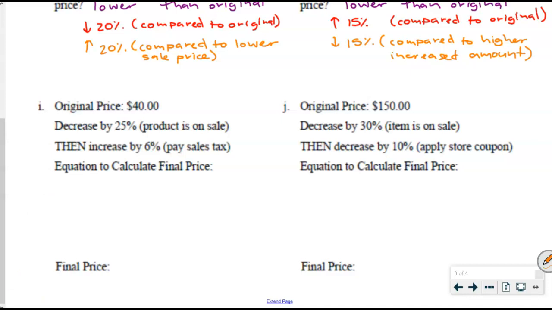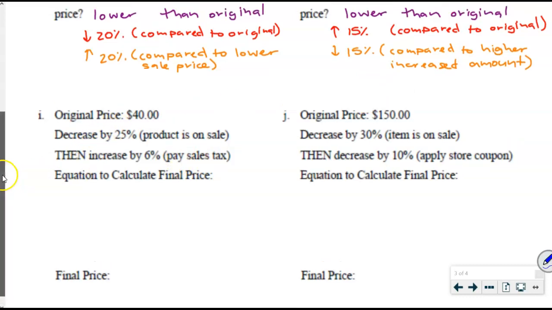Okay, and now the original price is $40, decreased by 25%. This is what I was talking about earlier. Why is it decreasing 25%? Because the product is on sale. But then it increases 6% because we have to pay sales tax. So again, we can do this in 2 steps, but really truly, if we take advantage of writing these equations out, we can see that this can be completed in just one single step.